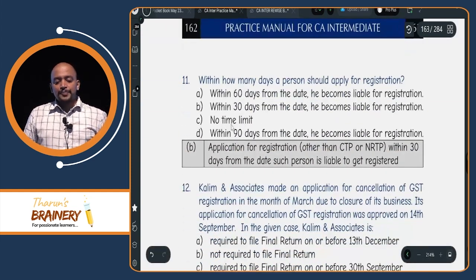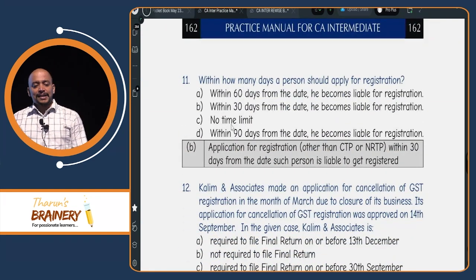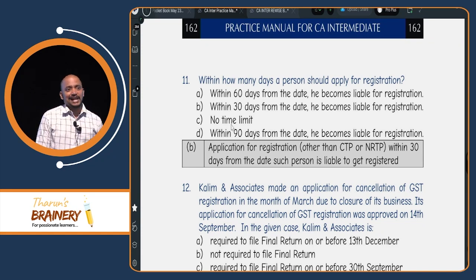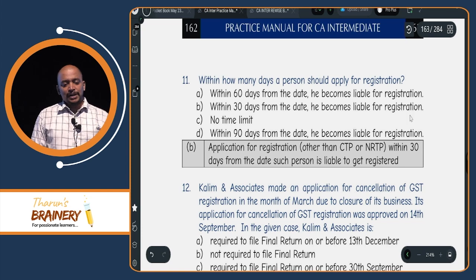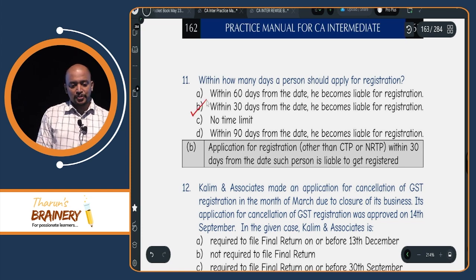Then within how many days should a person apply for registration? What is the time limit? Within 30 days from the date they become liable to get registered. So option B.